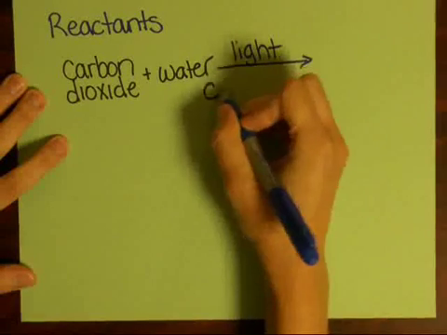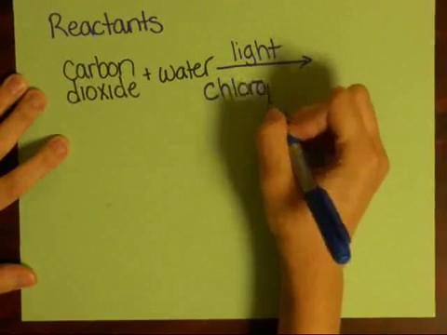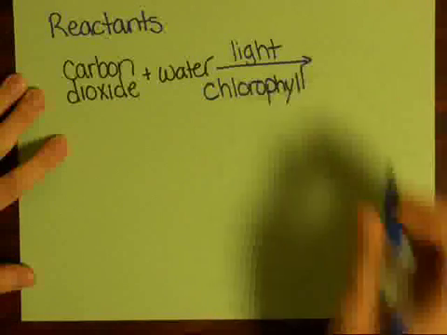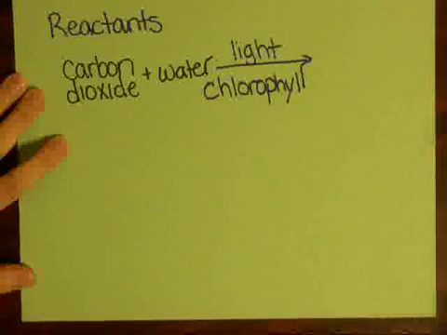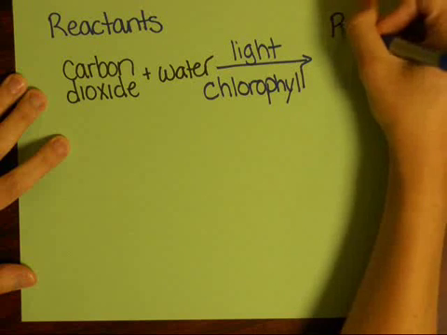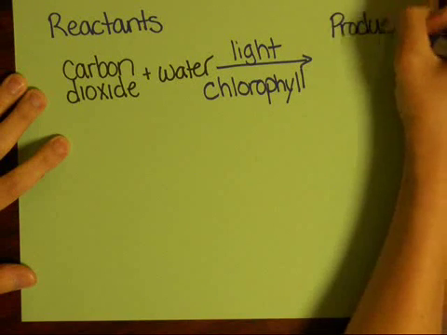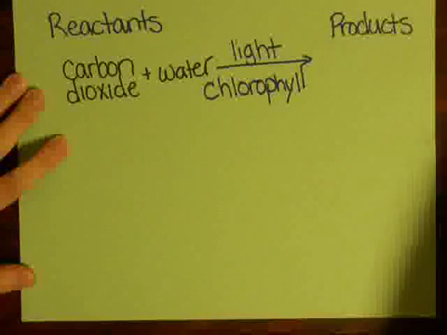Light and chlorophyll are written by the arrow in the equation because they do not change during the reaction. They're the same before and after. The products of photosynthesis are oxygen and sugar.